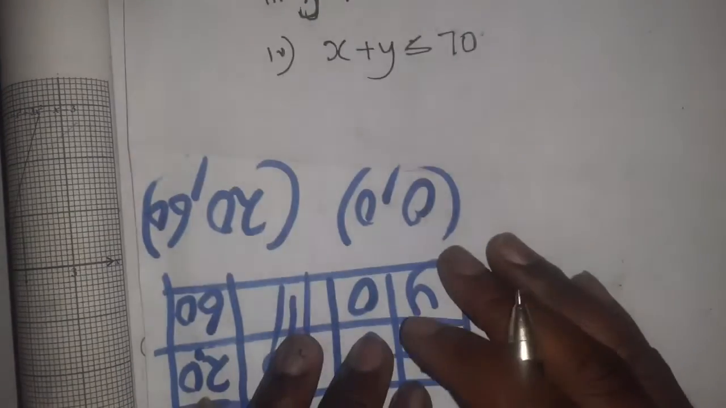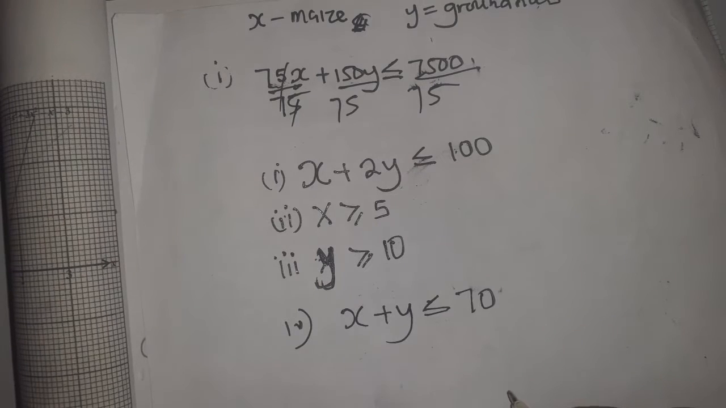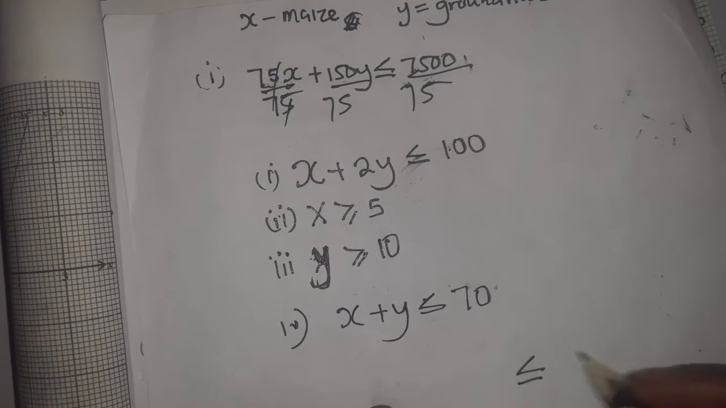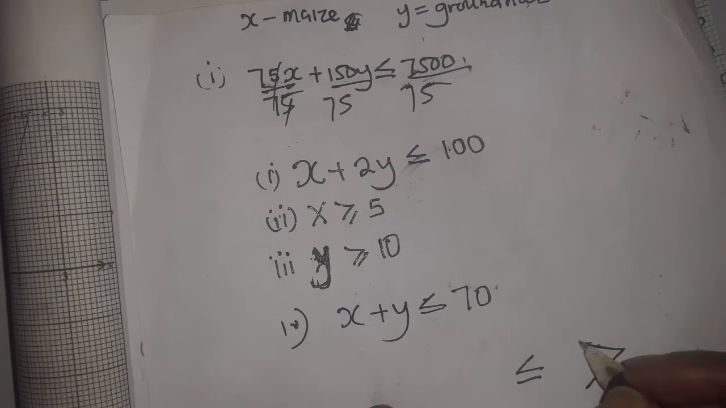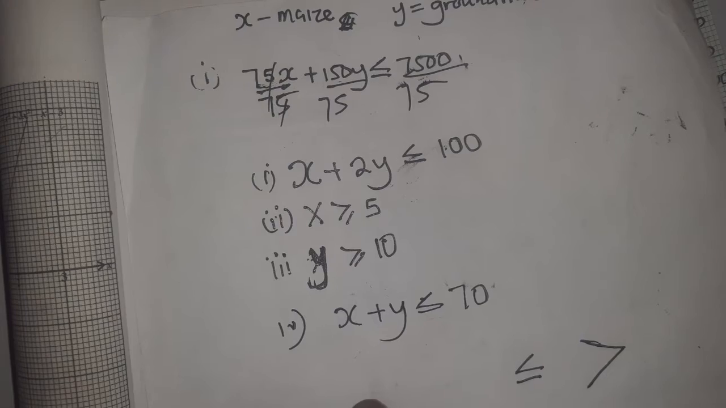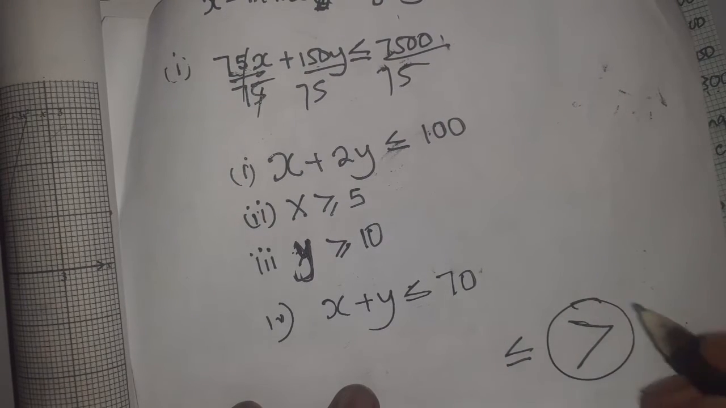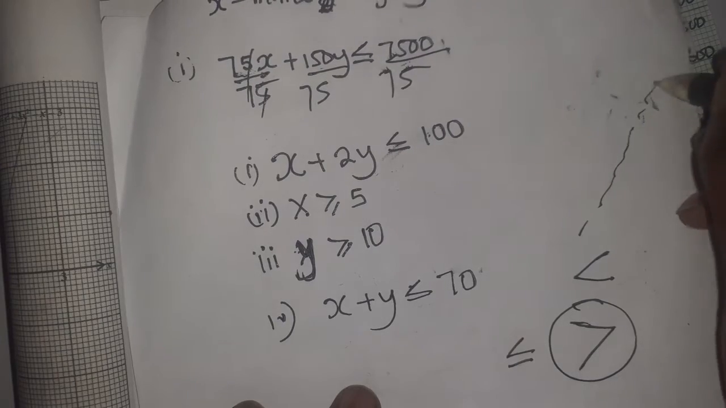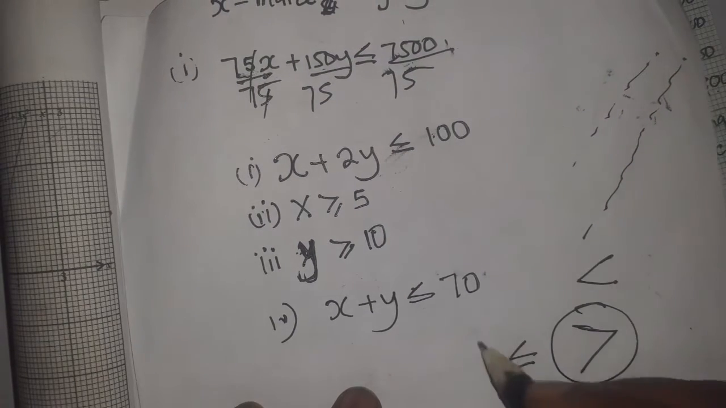Take note please here where we were saying not more than means this. If it is more than, it's just greater than, just like that. More than is the same as greater than. And you should know that where you have this symbol, when you draw it should be dotted. Remember, it should be dotted. Okay.